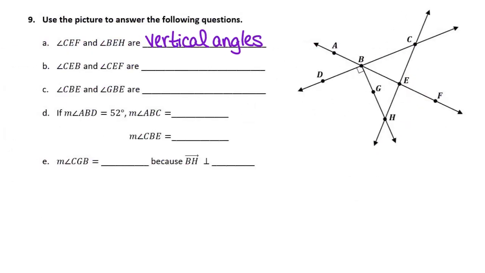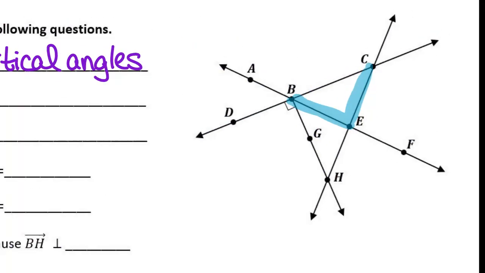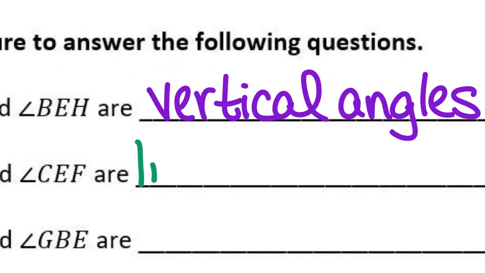All right, then we have angle CEB, this angle here, and angle CEF, this angle right here. What do we call that special angle pair? They're not perpendicular. Linear. These are linear pair angles. See, they share this side right here, and the sides that they don't share, this one and this one, make a straight line together. That makes them linear pair angles.